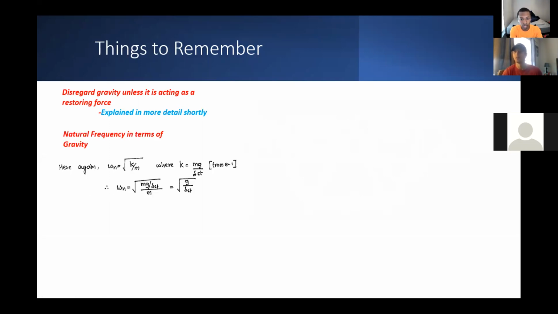Natural frequency in terms of gravity. This is a good derivation to know, especially with the vertical motion and pendulums, I believe. It just goes over how we can relate natural frequency to gravity and the static displacement.